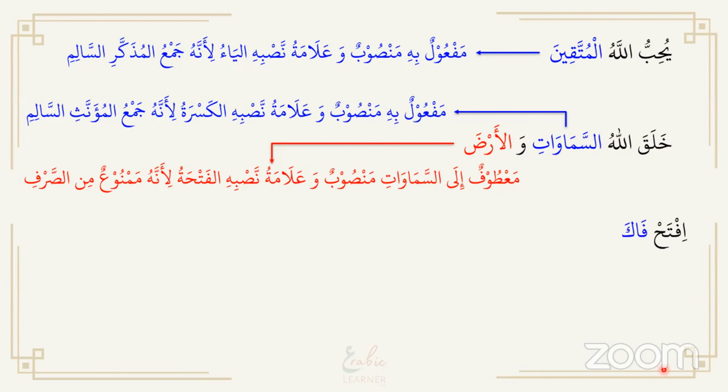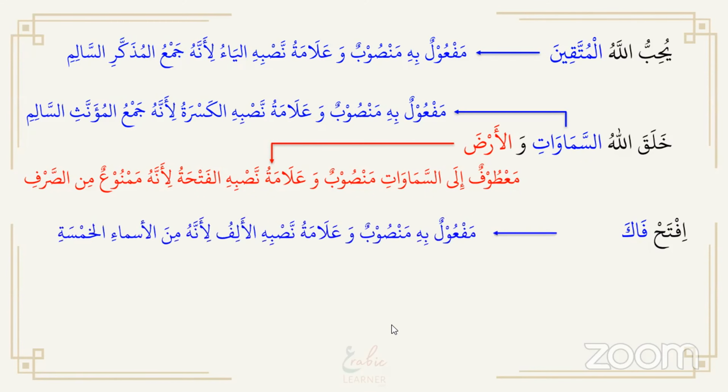Okay, iftah faka. Now faka is from asma'ul khamsati, the five special isms. Here iftah is fi'l al-amr, and faka is maf'ul. So how will you say: maf'ul bihi mansubun wa alamatun nasbihi is al-alifu, لأنه من الأسماء الخمسة. Okay.